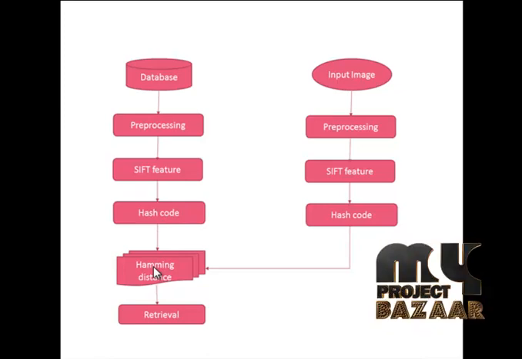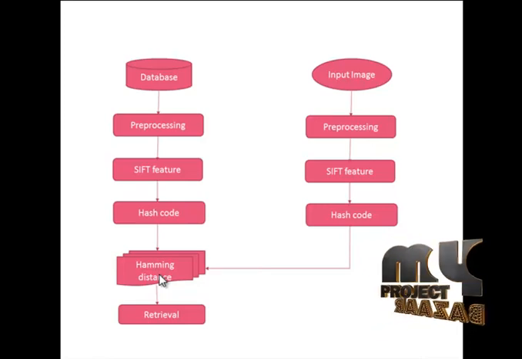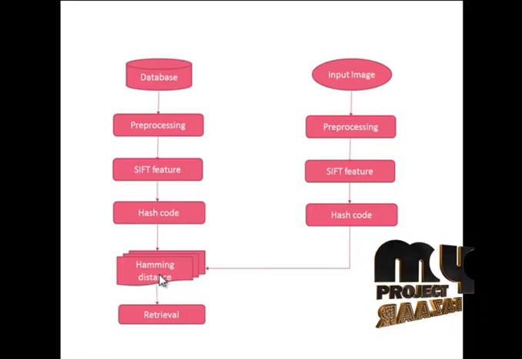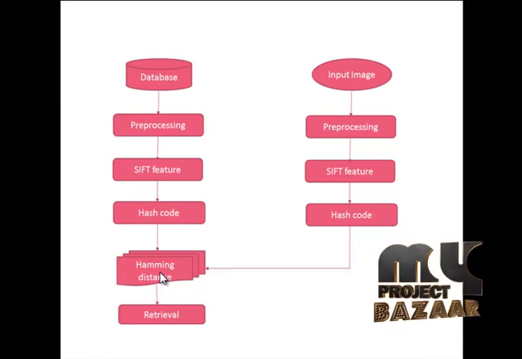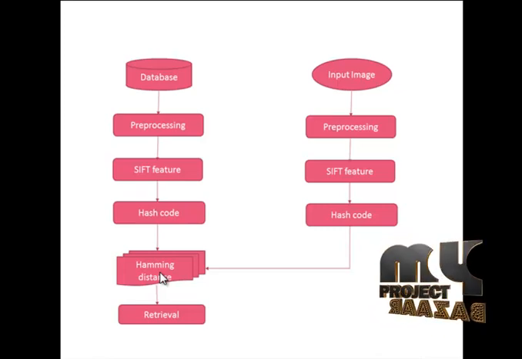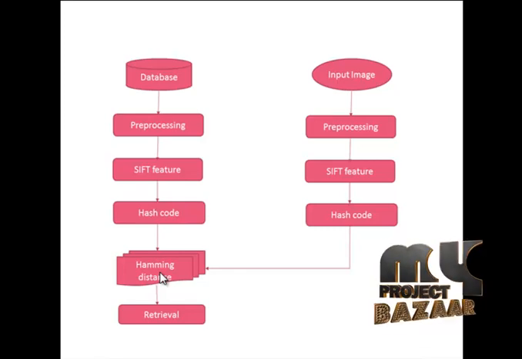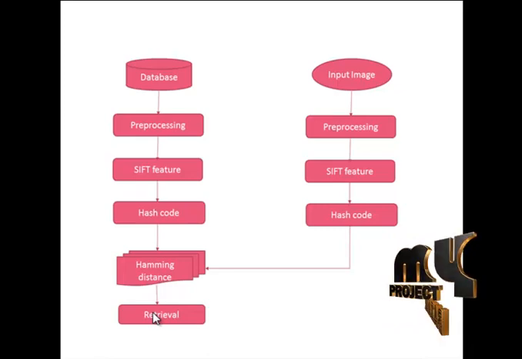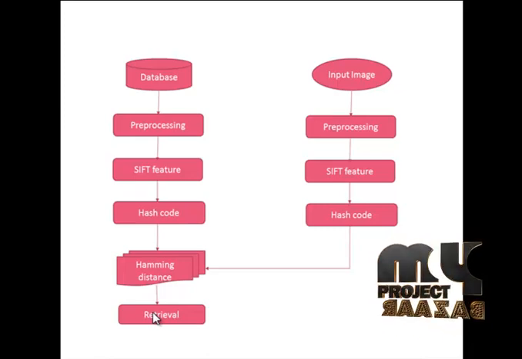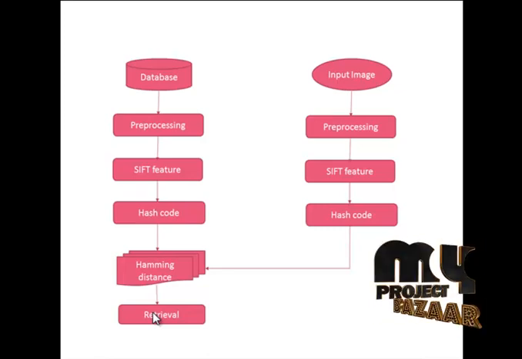For the Hamming distance, the test features are given as input to the Hamming distance. The Hamming distance between two strings of equal length is the number of positions at which the corresponding symbols are different. The Hamming distance between two words is the number of edges in the shortest path connecting the corresponding vertices. The extracted Hamming distance will pass to the retrieval. Here we are identifying the relevant images based on the similarity, and then the relevant images are retrieved from the database.